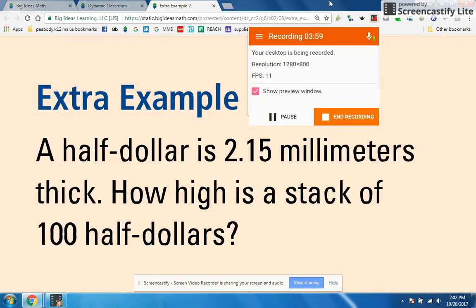So it says a half dollar is 2.15 millimeters thick. How high is a stack of 100 half dollars? So you're multiplying it by 100. Try the trick. Count how many zeros are in 100. And move the decimal point that many spots to the right. It gives you the same answer without actually doing multiplication.